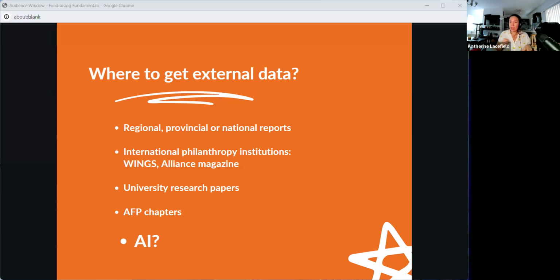There are some international or bigger institutions like Wings, Alliance Magazine, but they don't necessarily have the individual data that you're looking for. So while these are great sources of information, you're still asking, okay, but what about my organization, for my cause? Who is most likely to give to me?